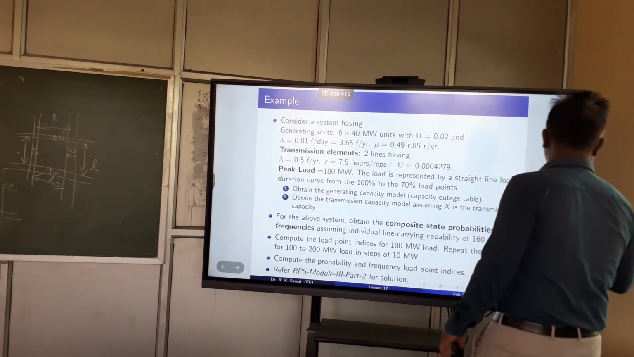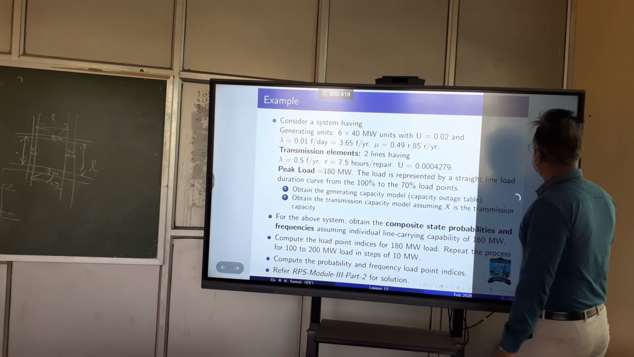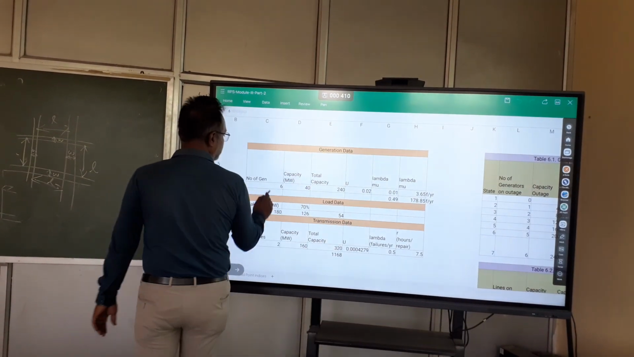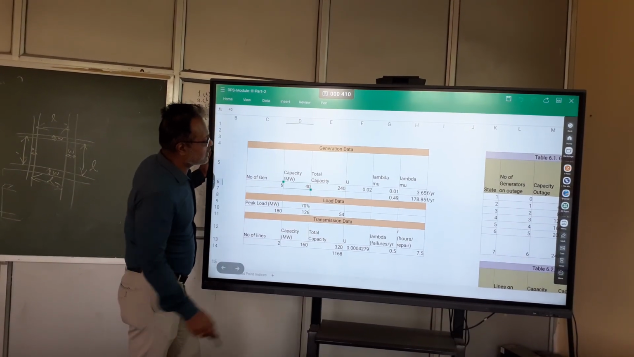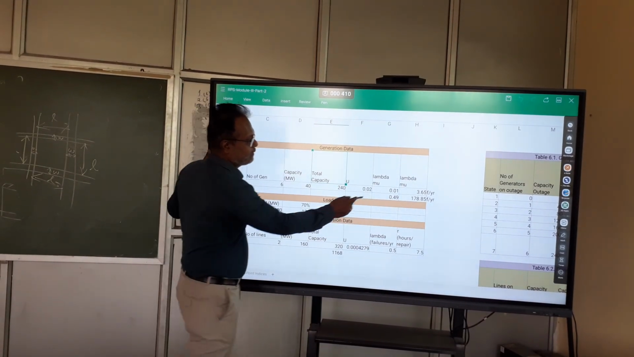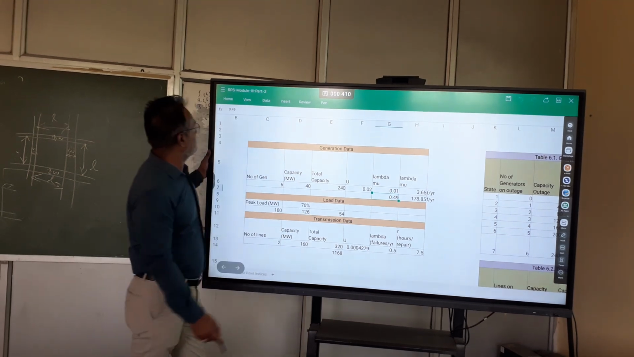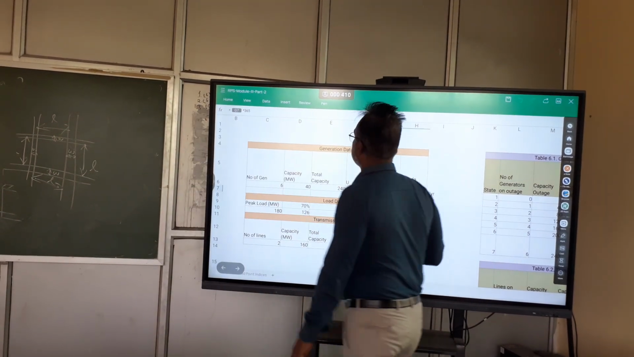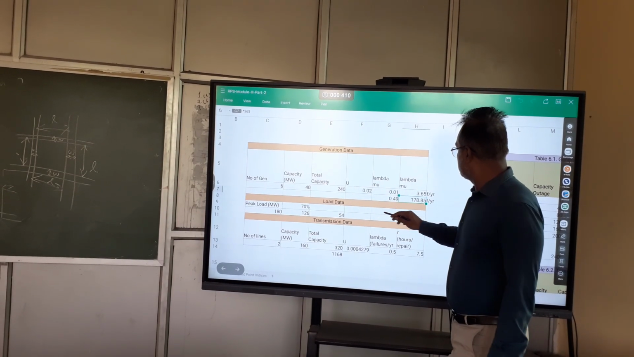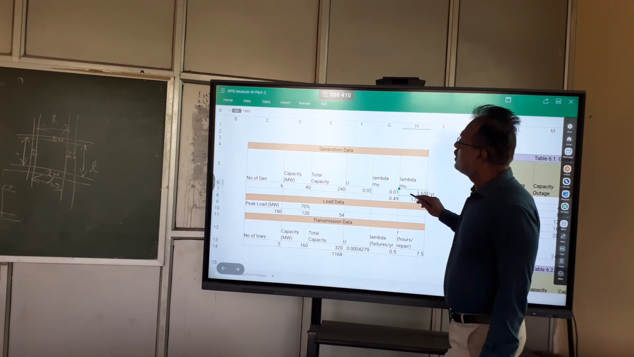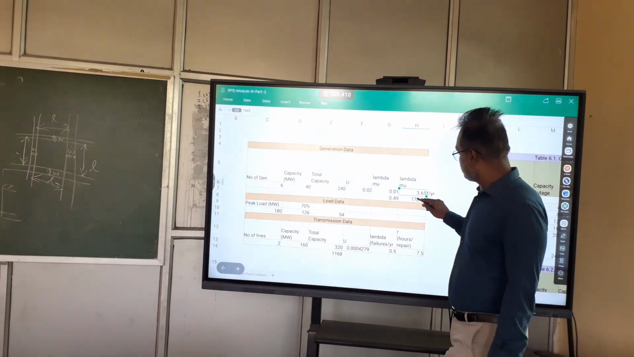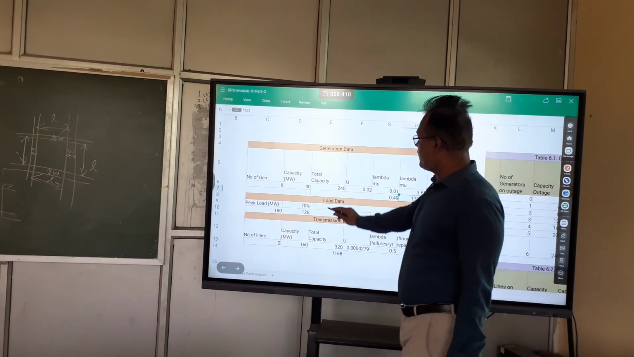So we'll go to exercise C, see the solution. This is our system: 6 generators, 40 megawatt each, total capacity 240. FOR is 0.02, and failure and repair rates are multiplied by 365. These are values per year, this is 178 values per year, and this is the peak load.